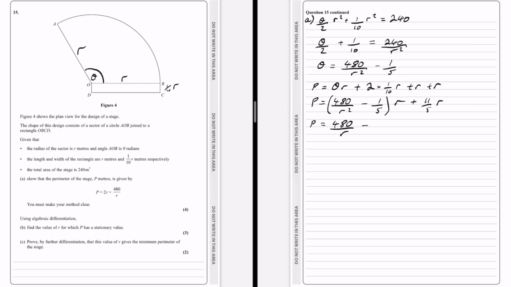And then expand it out, so 480 over r squared times r is 480 over r, minus a 5th r plus 11/5 r, that's going to be 10/5 r, well that's the same as 2r. So our perimeter will be 2r plus 480 over r.